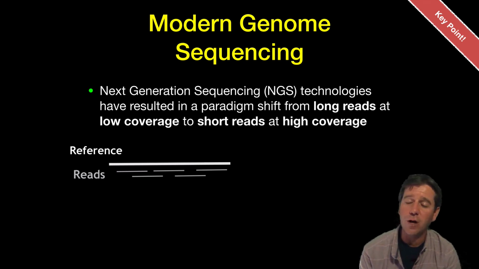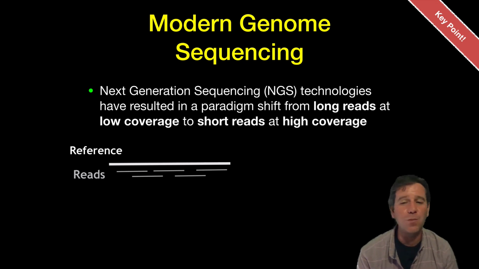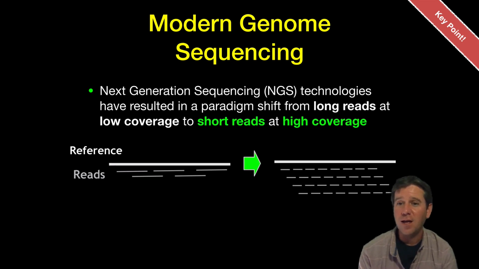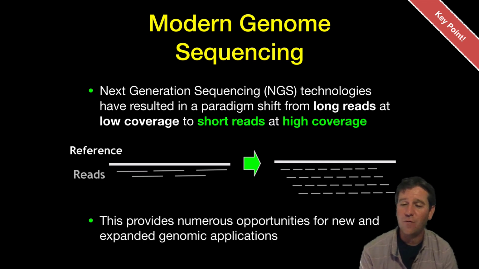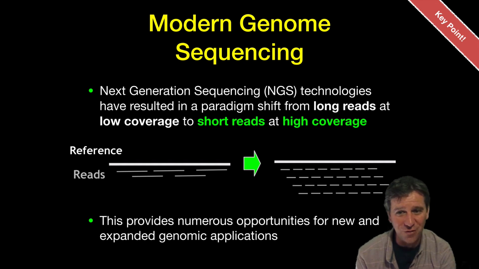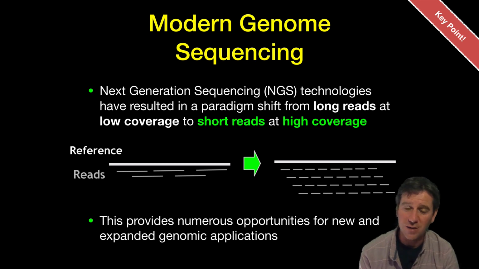But what I want to highlight and make sure everyone's on the same page is next generation sequencing technologies, what we call NGS approaches for short. They really resulted in this big shift away from those long reads with low coverage, this first image here, to these short reads. So many short reads at high coverage, where we've got many reads for a given region of our reference sequence that overlap it here. And this provides numerous opportunities, providing you have the computer power and the bioinformatics know-how to analyze these things, which had to be invented too, that allows these expanded genomic applications.